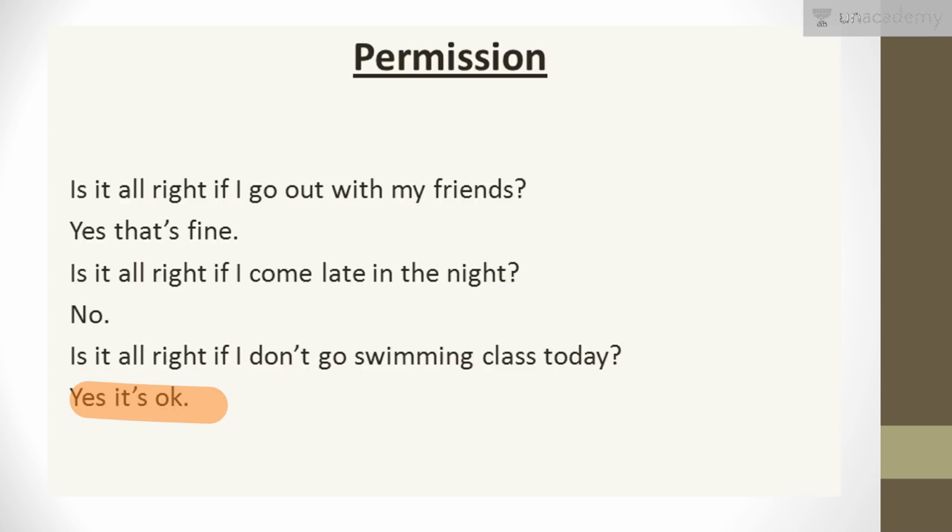So this is how we can take permissions. Okay, this is how we can take permissions whenever we just want to do something and we cannot do without your permission. So this is how we can ask for permission to other people if I want to do something.